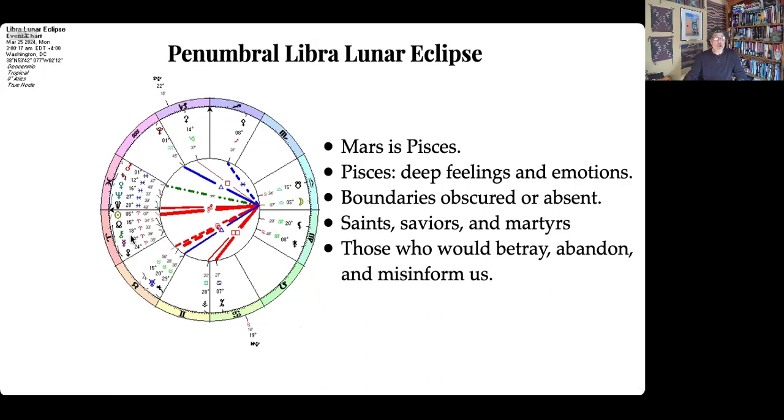Mars is the ruler of all of this Aries energy. His fire never goes out. He is situated in Pisces, and even though it's a water sign, his fire never goes out. What happens is that when Mars is in the water signs, the energy kind of simmers below the surface, or maybe even boils over. Because it's Pisces, our boundaries are obscured or absent, and saints and saviors and martyrs will show up in our outer world, and so will those who would betray us, abandon us, or misinform us.